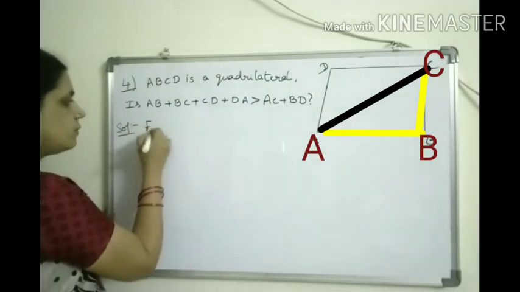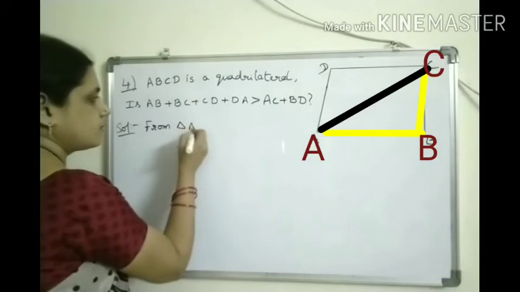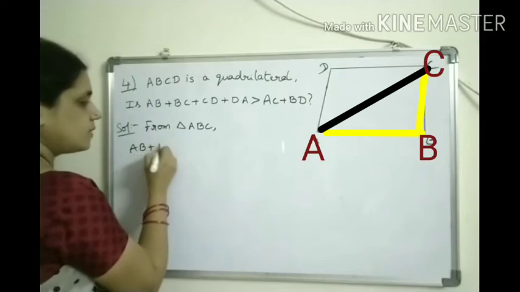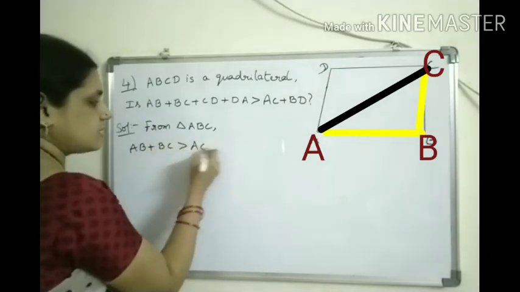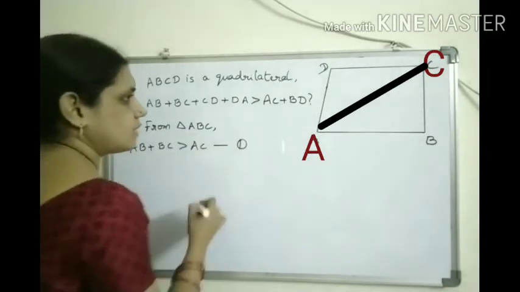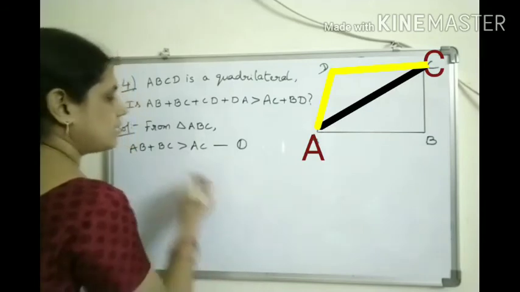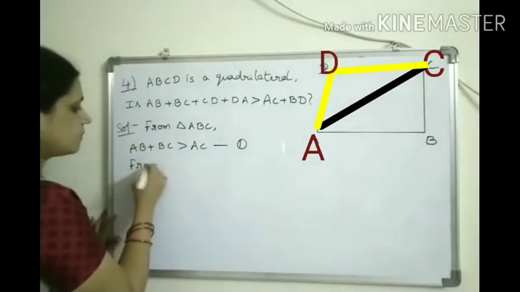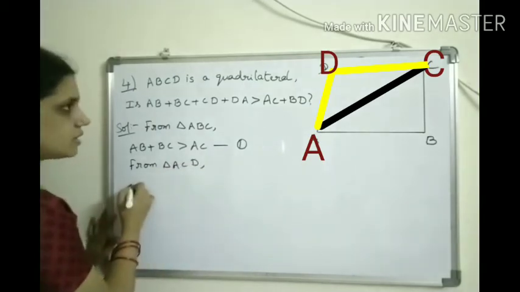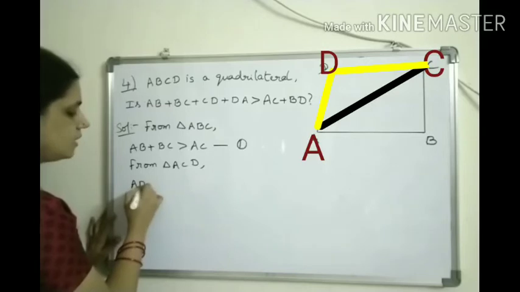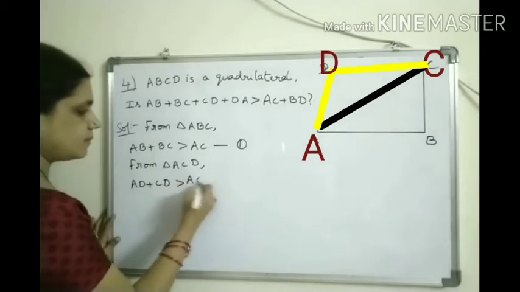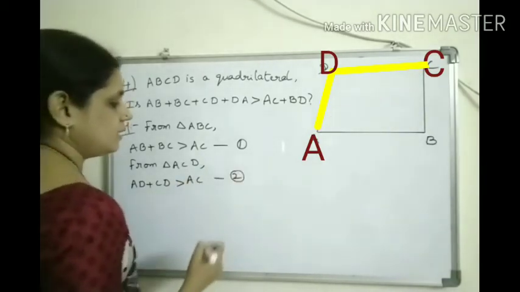So now from triangle ABC, AB plus BC is greater than AC. The sum of two sides is greater than the third side. Okay, let us take this as 1. Now the second triangle is triangle ACD. What we can write? AD or DA, anything, plus CD is greater than AC. This let it be second inequality.